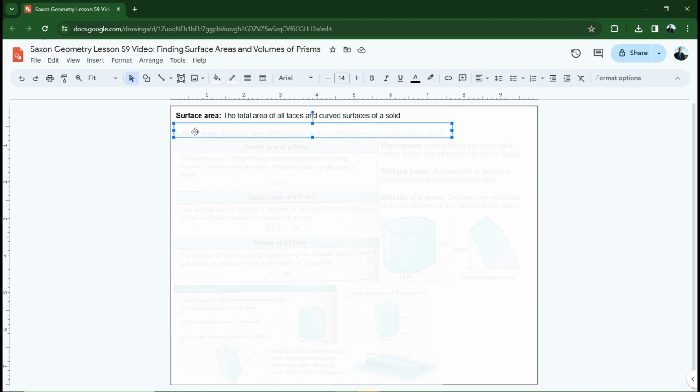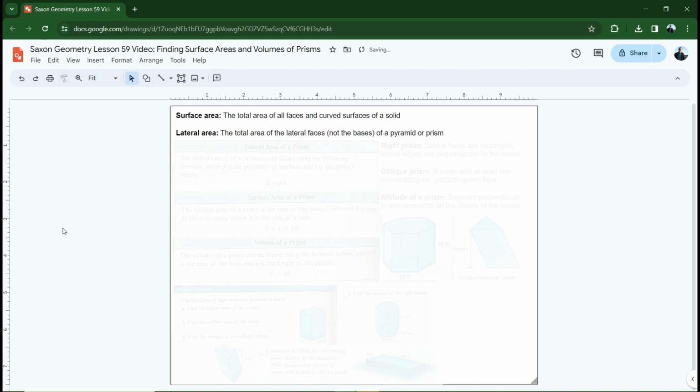Lateral area. Now, just be aware that sometimes you're going to be asked to find the lateral area. Notice I didn't say lateral surface area because surface area specifically means all of the things. Lateral area is just the total area of the lateral faces. And when I say lateral faces, basically what I mean is we're excluding the bases of a pyramid or prism. Okay, now, you see the word pyramid there? That's how pyramid works its way into this lesson.